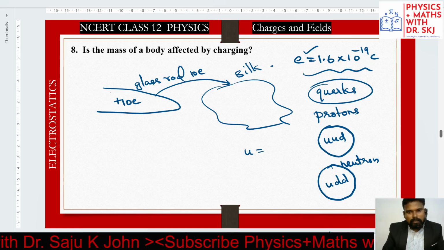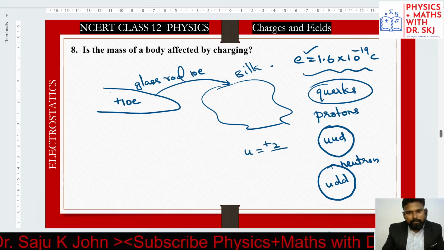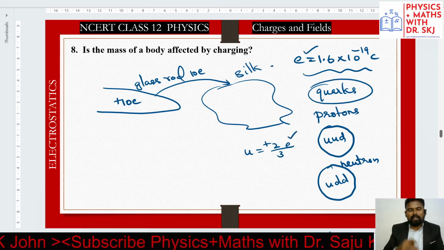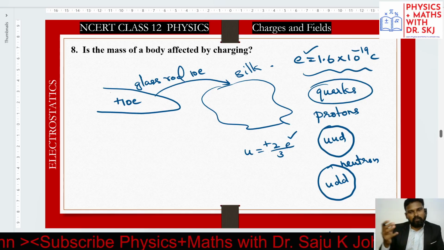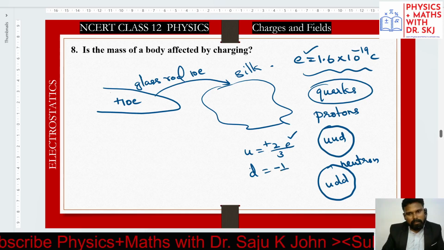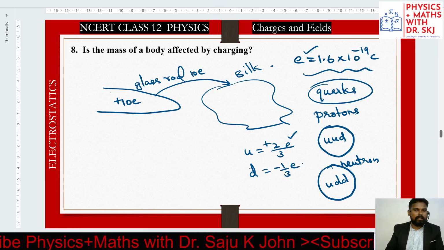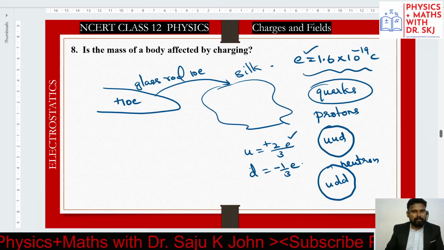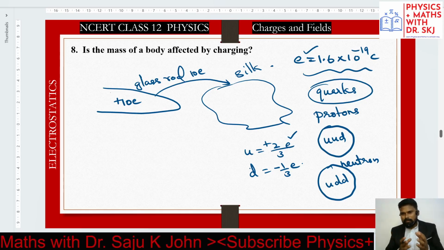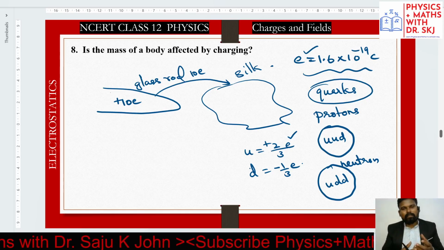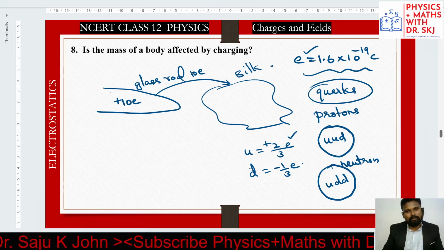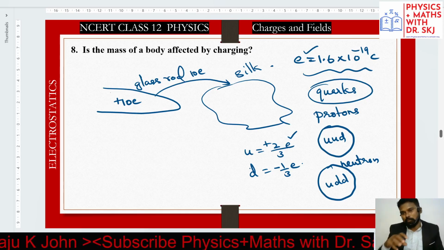The charge of up quark is plus 2 by 3, so it's a fraction of the charge of electron, 2/3 of the charge of electron, and the charge of down quark is minus 1 by 3. So when we study this quark structure, smaller charges are present, but they are not free to move from one body to another.